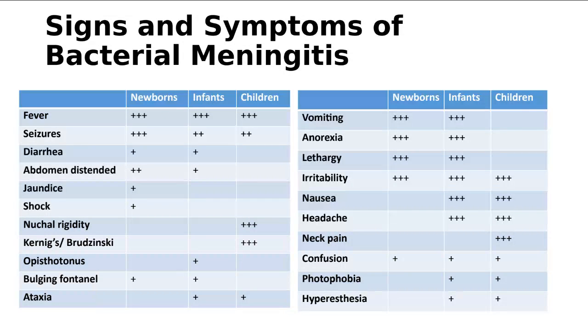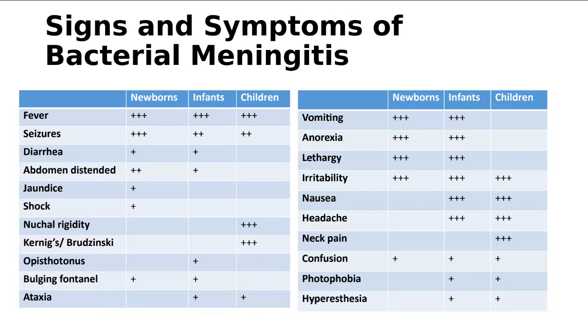Fever may be seen in all three groups. Seizures are seen in all three, but more so in the newborn. Diarrhea in the newborn and infant. Abdominal distension in the newborn. Nuchal rigidity and the positive Kernig's and Brudzinski are seen more commonly in children.